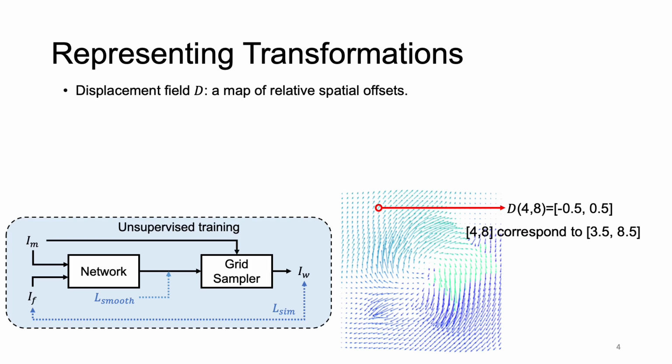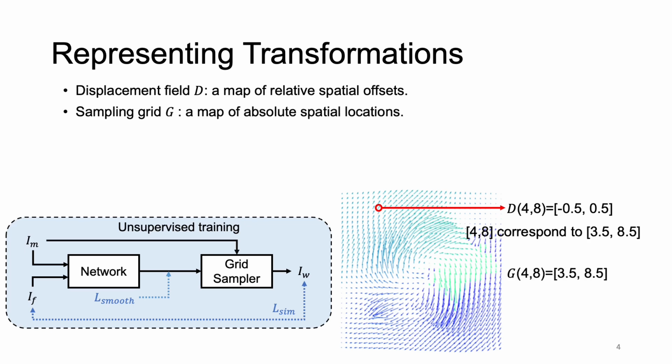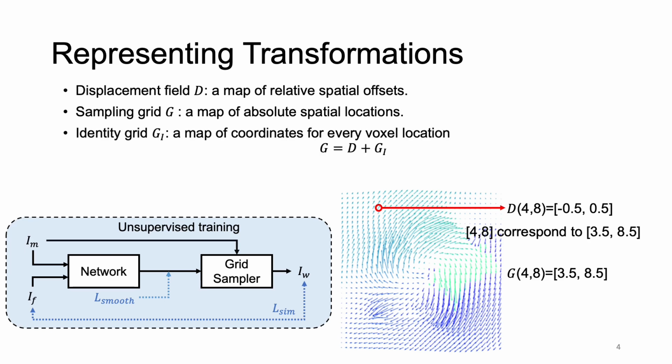Alternatively, we can represent the same coordinate correspondence using absolute spatial coordinates. We call this the sampling grid representation. Let's define the identity grid as a map of coordinates for every voxel location. Using the identity grid, we can easily convert the relative spatial offset to absolute spatial coordinates with the equation provided here. To produce the warped image, we can use a grid sampler.